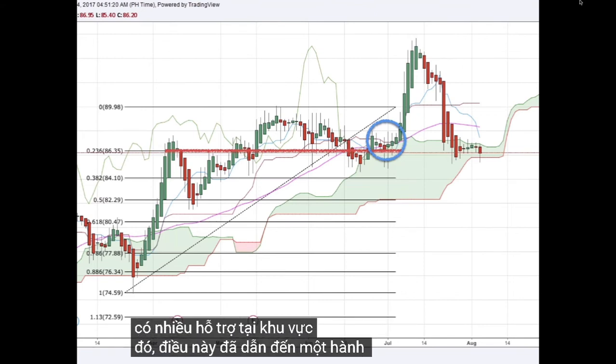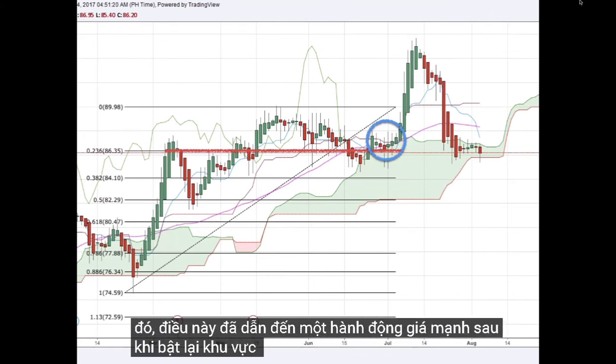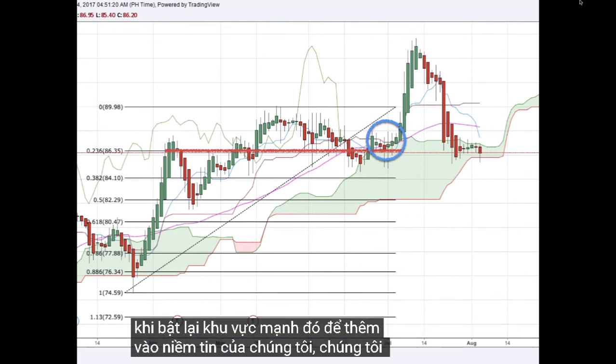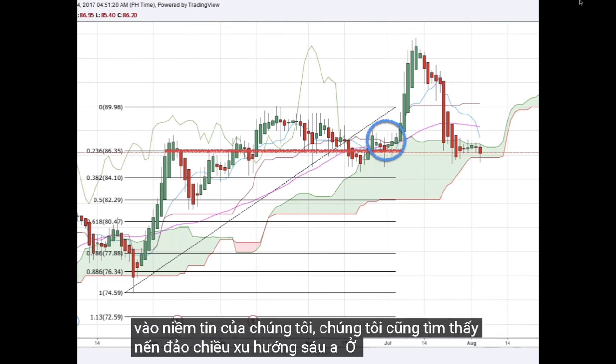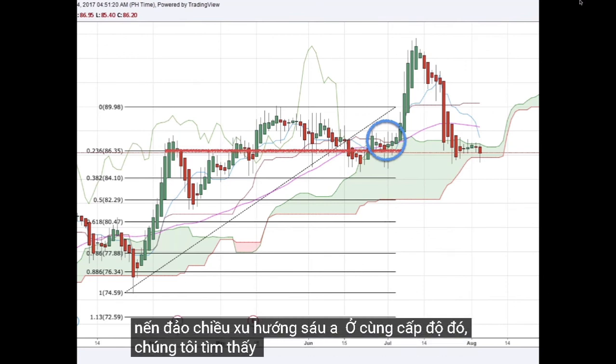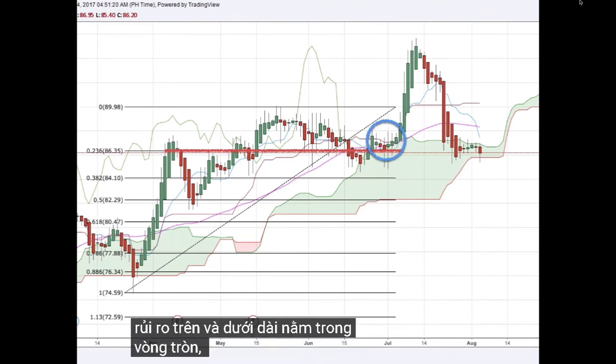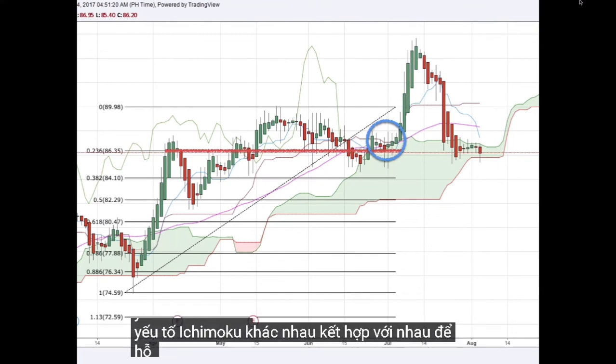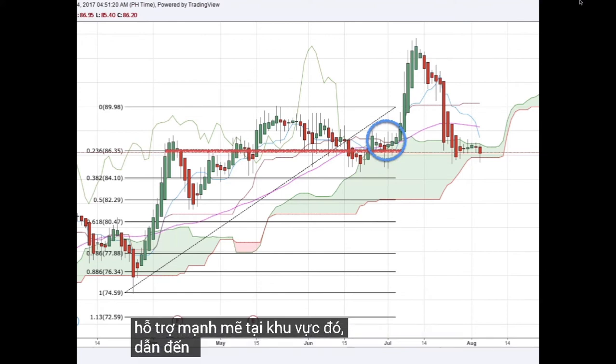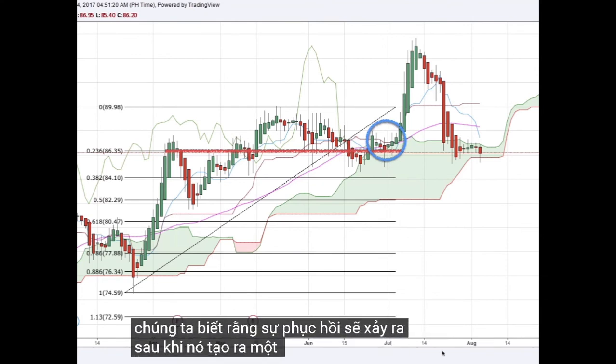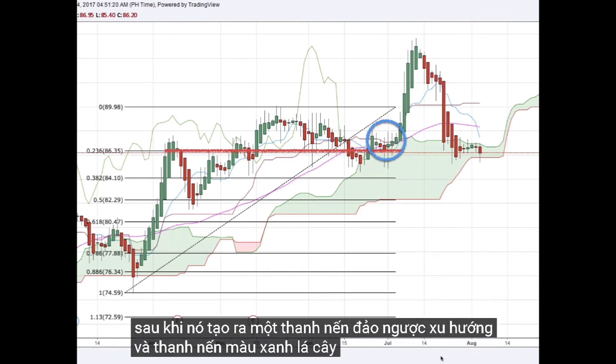So this led to a strong price action after a bounce off that strong area. To add to our conviction, we also find trend reversal candlesticks at that same level. We find a series of small bodies with long upper and lower wicks, which are encircled. So we have the Fibo level and all the different Ichimoku elements coming together to give a strong support at that area, which resulted in a strong bounce. And the Heikin Ashi candlesticks were able to tell us that the bounce was going to happen after it made a trend reversal candlestick and the green candlestick afterwards.